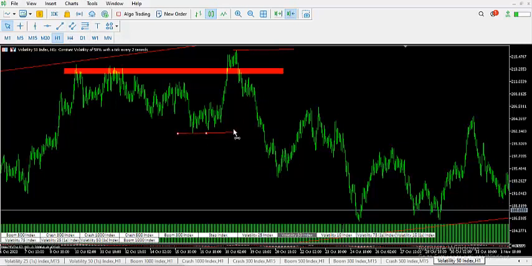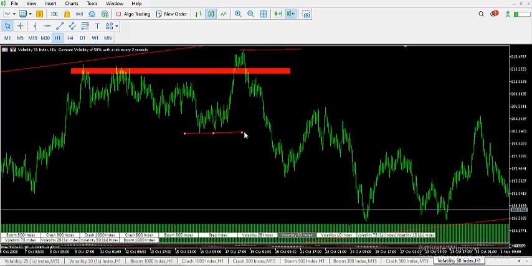Once it has been taken out, it's just like a break of structure. Then you allow price to go back into this structure. That is when you now look for a final sell.